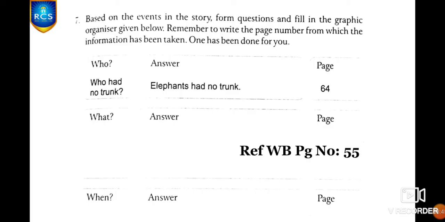Clear? Yes. And seventh one, based on the events in the story, form questions and fill in the graphic organizer given below. Remember to write the page number from which the information has been taken. One has been done for you. Children, you have to make questions related to the story, and also you have to write the answers by yourself. Then you have to mention the page number from which that particular information has been taken. They have done one example for you.